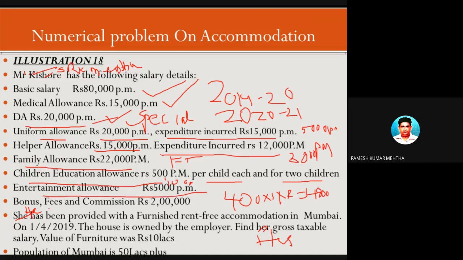Next one is entertainment allowance. As I told previously, in case of a private employee, entertainment allowance is fully taxable, so 60,000 is fully taxable, 5,000 per month into 12 months. I'm assuming that he has worked for the full year. Next one, bonus. He has been provided with bonus, fees and commission, and the rule is fully taxable. A bumper bonus came, a bonus of 2 lakh rupees.